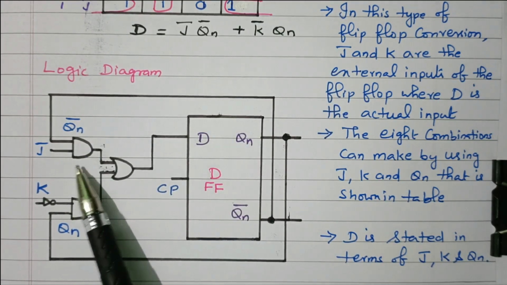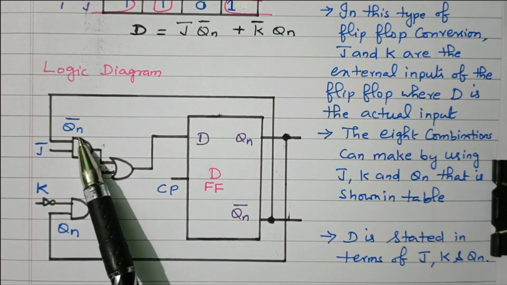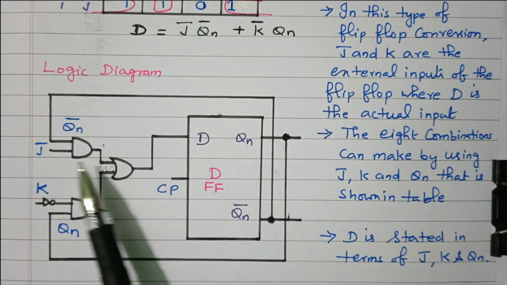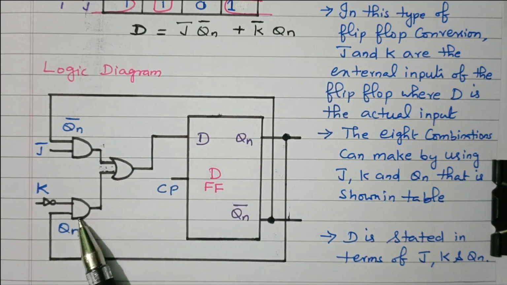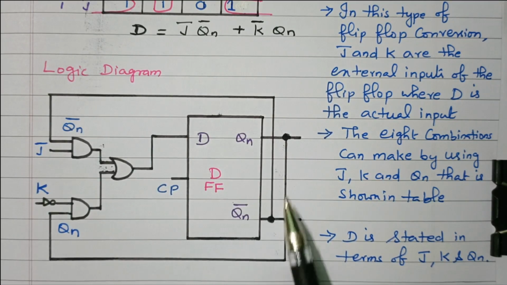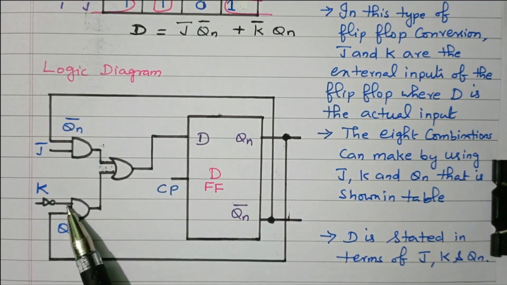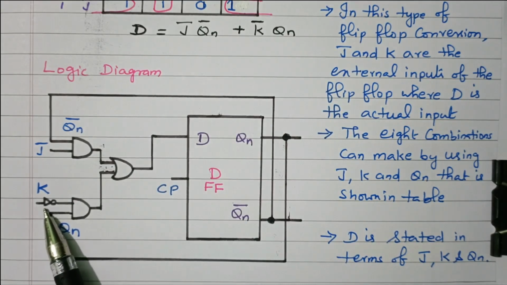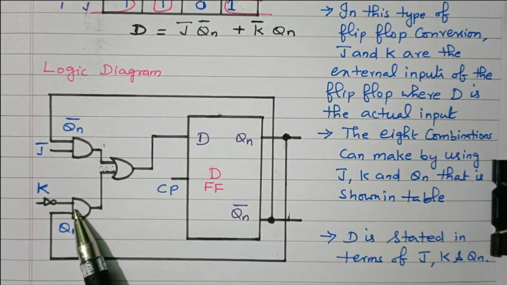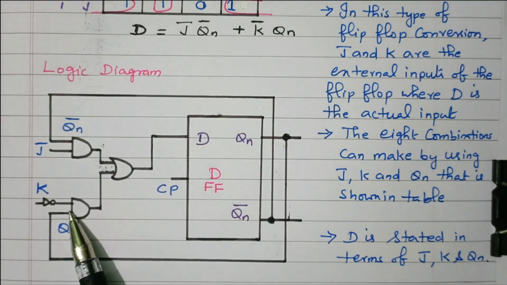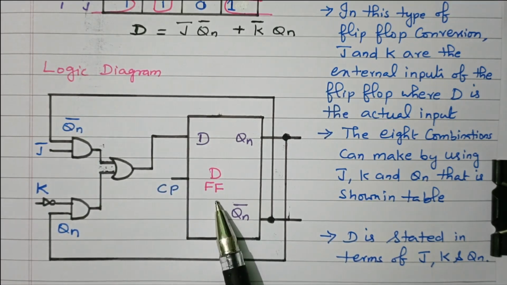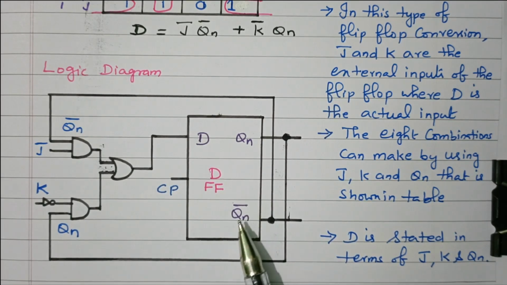Right. For the first AND gate, J input is given. One more input is Qn bar. This Qn bar is available here. So Qn bar and J is given. Another AND gate, Qn is available here. Qn is connected and K bar. K bar is needed. So K input with NOT gate is connected. So it becomes K bar. So K bar, Qn, here J, Qn bar. So both are added together and given to the D flip-flop. So that this D flip-flop will be converted into JK flip-flop.